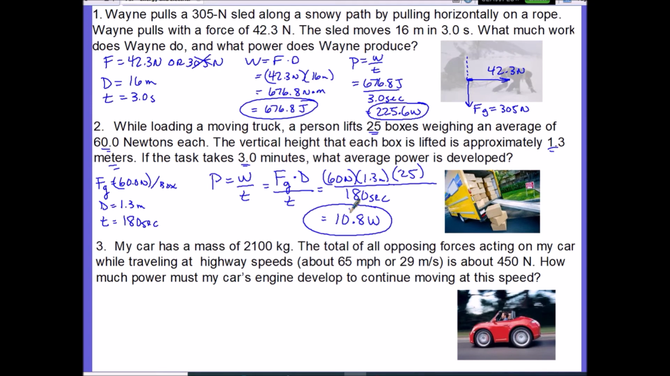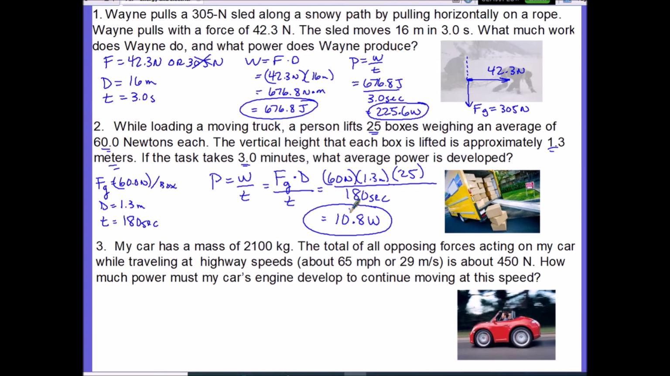Let's take a look at number 3. My car has a mass of 2,100 kilograms. The total of all opposing forces acting on my car while traveling at highway speeds, about 29 meters per second, is about 450 newtons. How much power must my car's engine develop to continue moving at this speed?